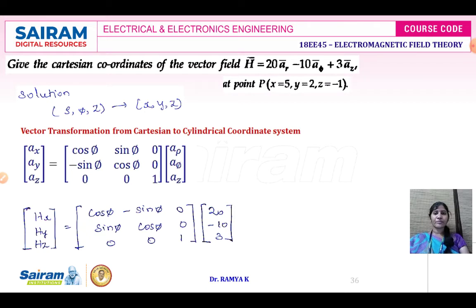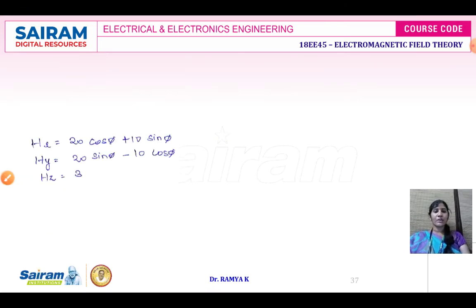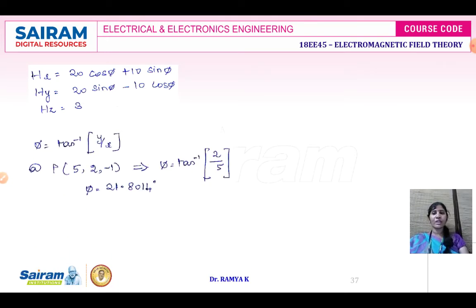So you have to identify what is your hx, what is your hy and what is your hz. Here you are going to identify hx, hy and hz using the matrix cos phi, minus sin phi, 0; sin phi, cos phi, 0; 0, 0, 1. You need to substitute the values of h rho, h phi and hz. After substituting, you will get hx is equal to 20 cos phi plus 10 sin phi, hy is equal to 20 sin phi minus 10 cos phi, hz is equal to 3.